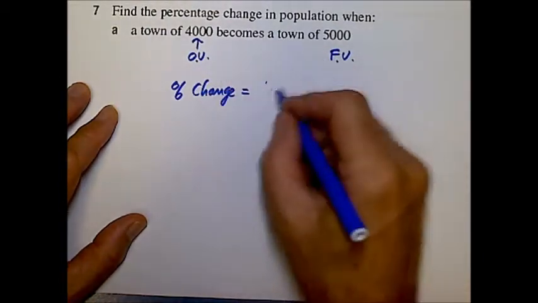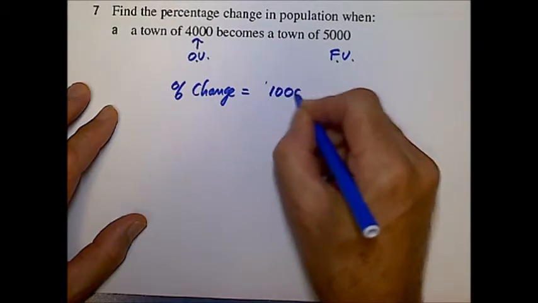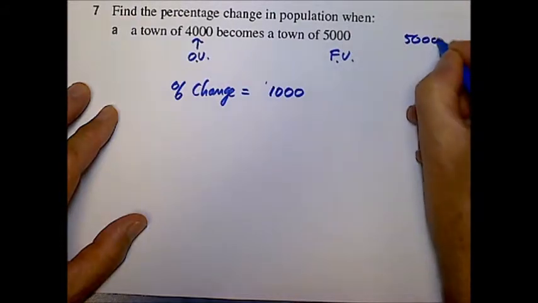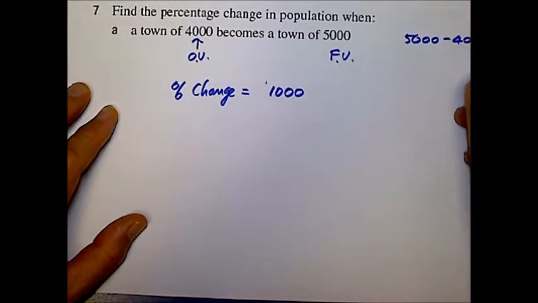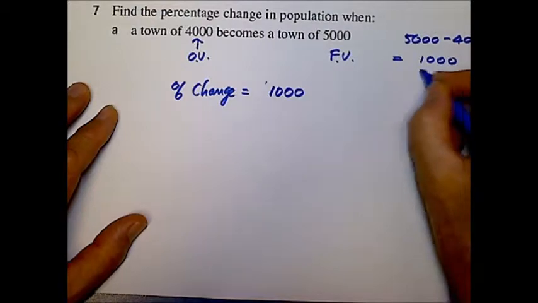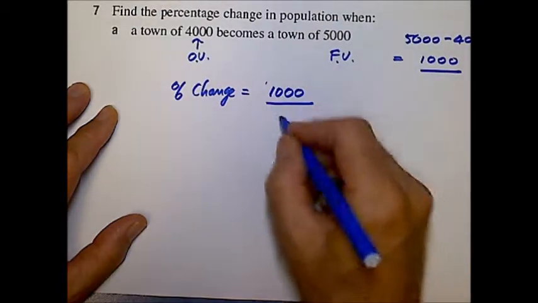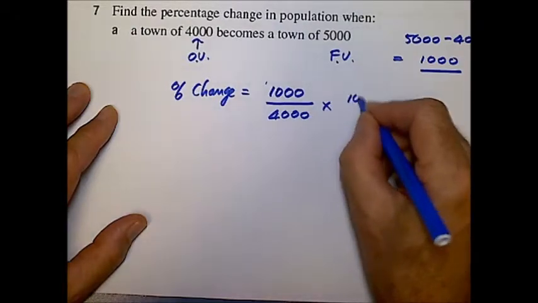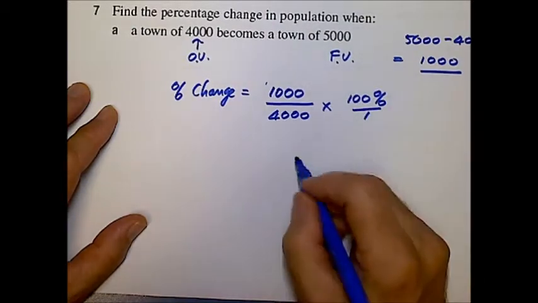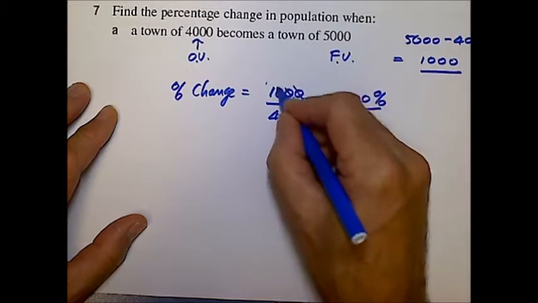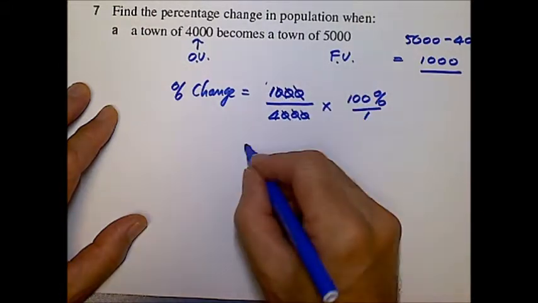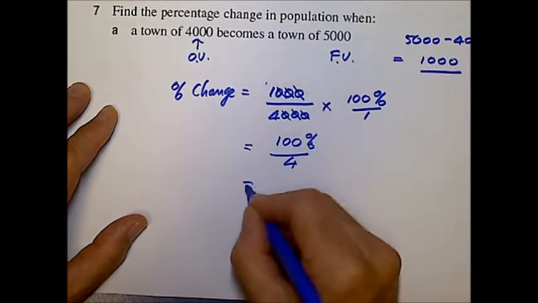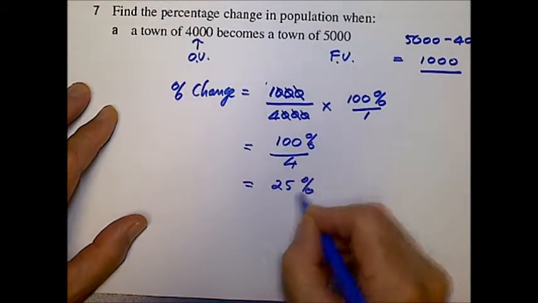So I won't do the subtraction this time. It's 1,000. We can see that's fairly easy. So that's 5,000 minus 4,000, which is equal to 1,000. So that's how much the population's gone up by, compared to the original value, which is 4,000, and we multiply by 100% over 1. Of course, we can divide both the numerator and the denominator here by 1,000, and we're left with 100% over 4, which is going to give us the value of 25%.